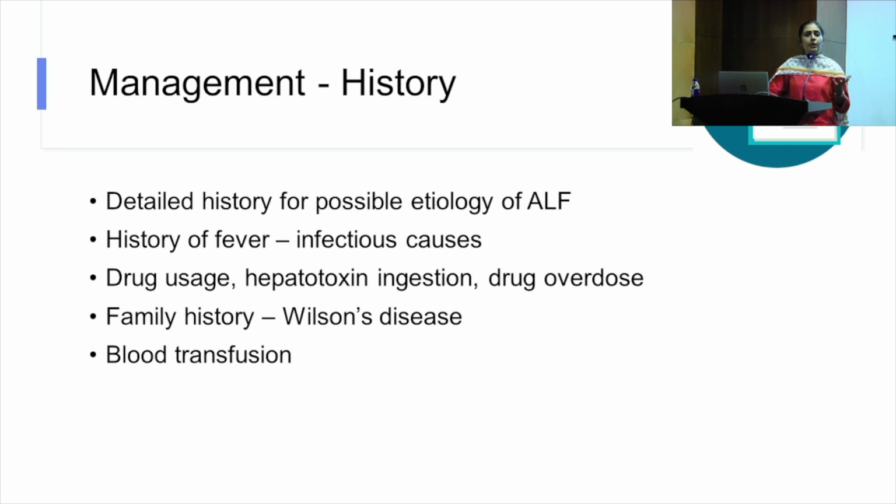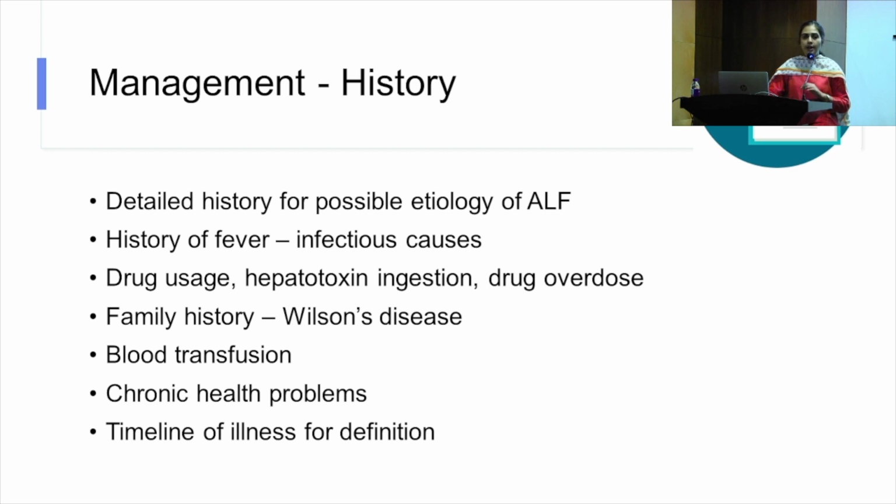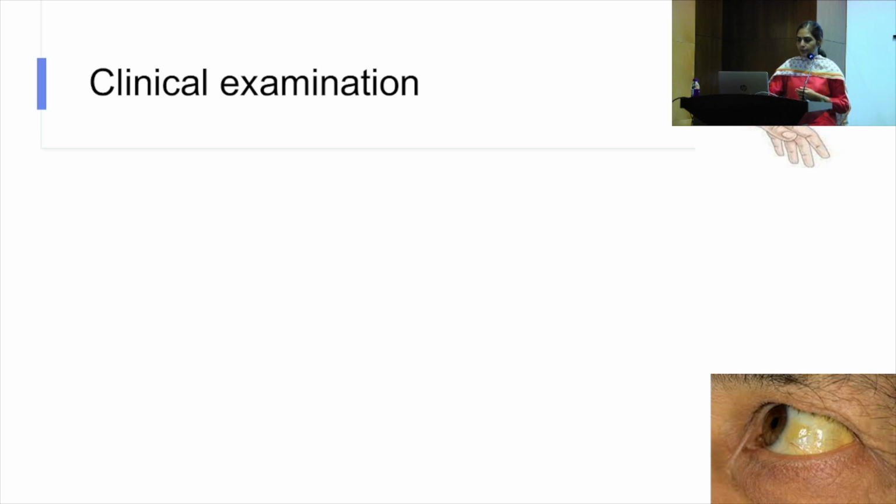History of blood transfusion. Why would you want to ask history of blood transfusion? Sorry? Yes, you're right. Yes, hepatitis B. So any previous history of blood transfusion would give you a clue. Am I dealing with hepatitis B infection and any other chronic health problems, that he could be taking multiple medications? So these will all give you a clue to what could be the etiology. Timeline of the illness is also important, as you already know from the previous slide. You need to put it into the definition of acute liver failure. So the timeline is also very important.